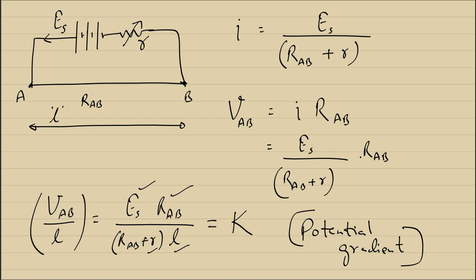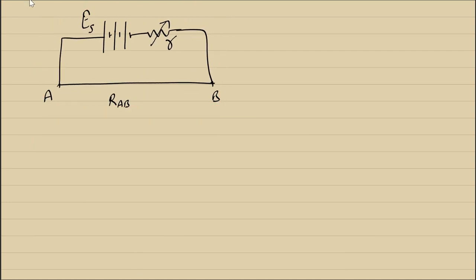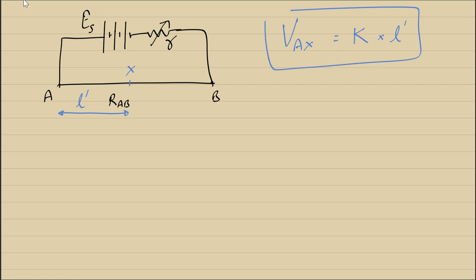What will be its benefit? We'll see in a while. Suppose in this same circuit, for some reason, we are required to find the potential drop, say only across this length, from A to X, and the length is L dash. So we need not do all the calculations again. We can simply write VAX equals the potential gradient we have found, which is per unit length, times the length of the segment wire AX. So we can directly write this value without going into unnecessary calculations again and again.